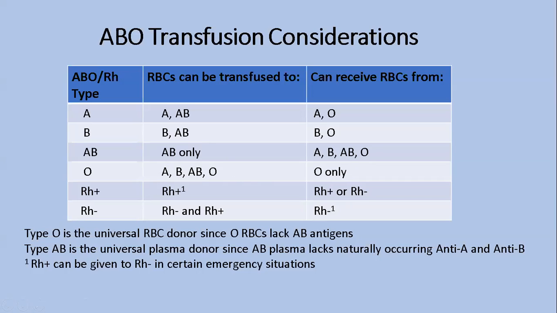Someone who is type O, we know, lacks A and B antigens. If you think about Landsteiner's rule from the previous slide, if they lack both A and B antigens, that means they're going to have naturally occurring antibody against A antigen and antibody against B antigen. So if we were to give someone who is type O, A or B or AB, we would surely kill them within a few minutes.